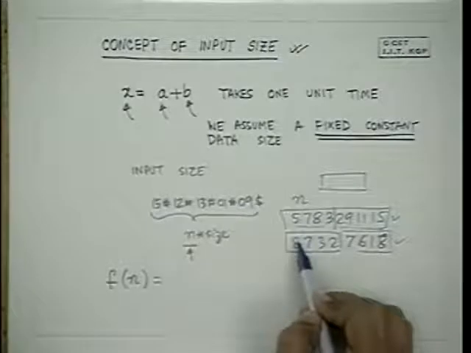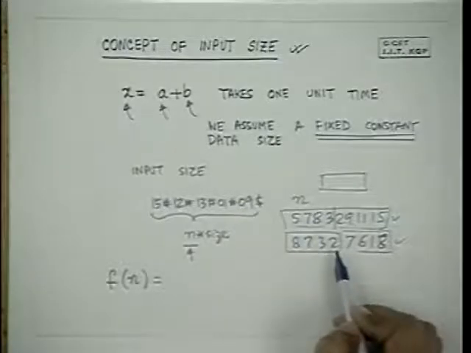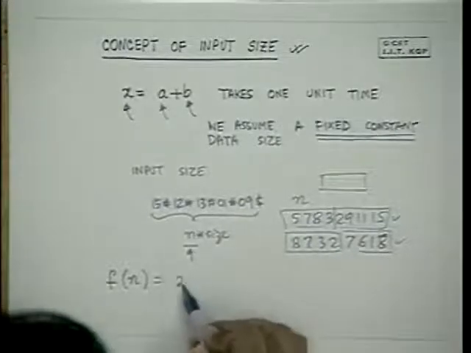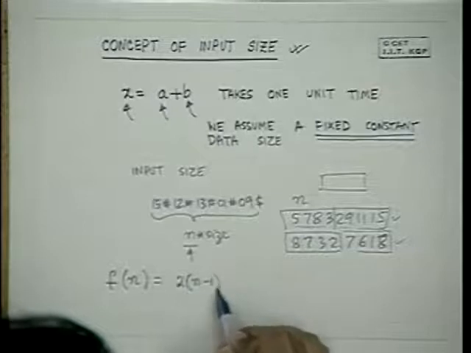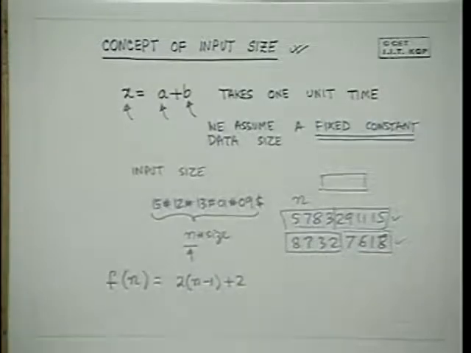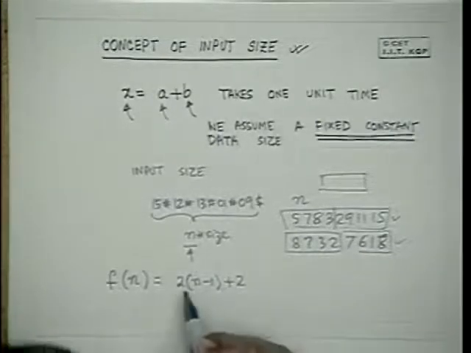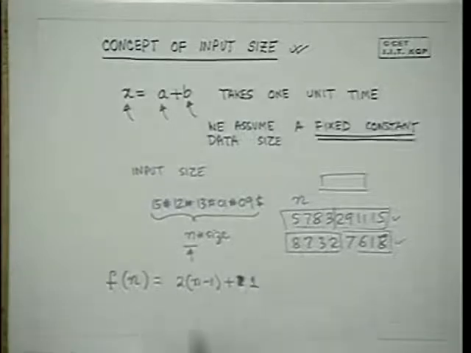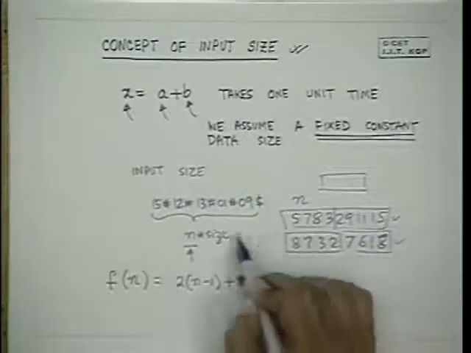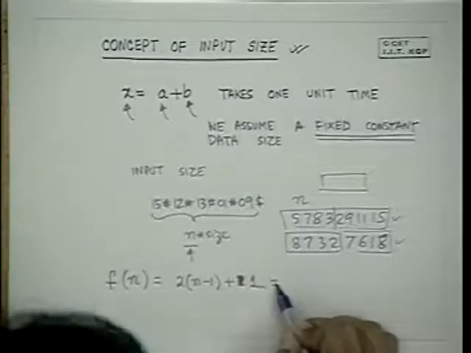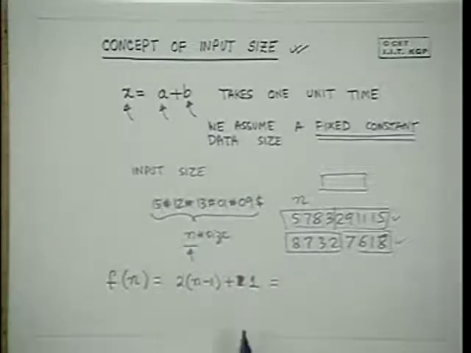Otherwise, I have to do one addition with itself and one with the carry. So it will turn out to be 2n minus 1 plus 1. This is 1, and then for each of them 2. So this algorithm to add two arbitrary size numbers, my complexity will be 2n minus 1.